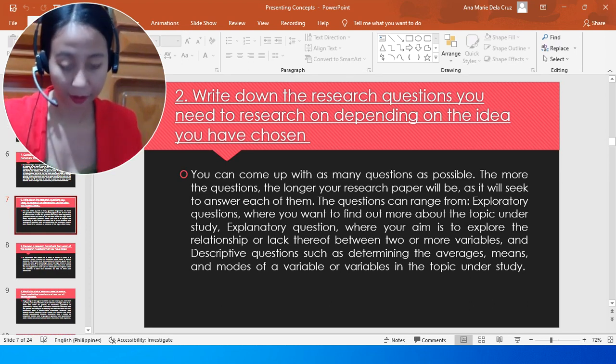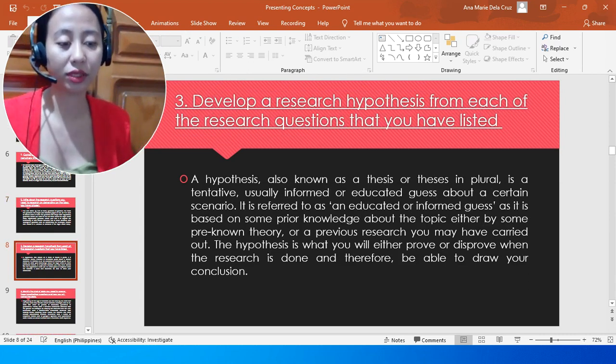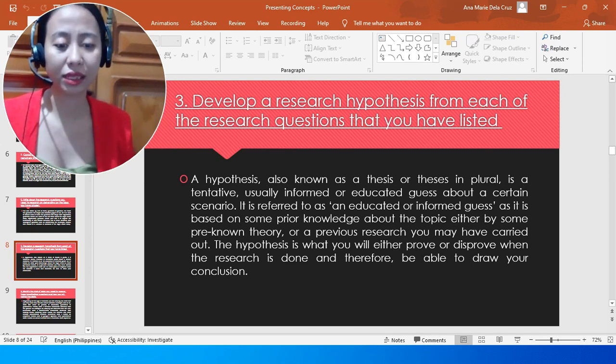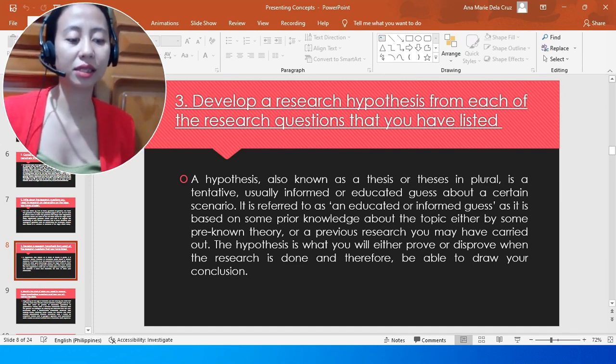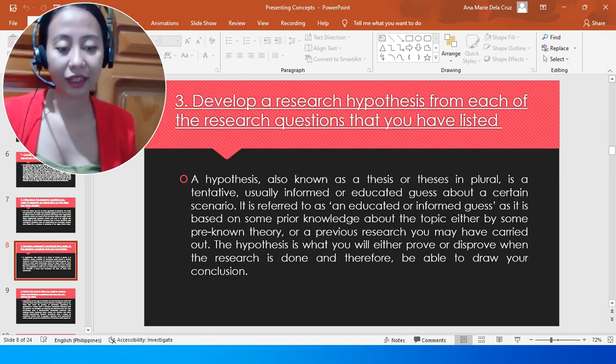Next, develop a research hypothesis from each of the research questions that you have listed. What do we mean by hypothesis? Here, I'm going to read. Also known as a thesis, or theses in plural, it is a tentative, usually informed or educated guess. That's it. When we say a hypothesis, it is an educated guess.